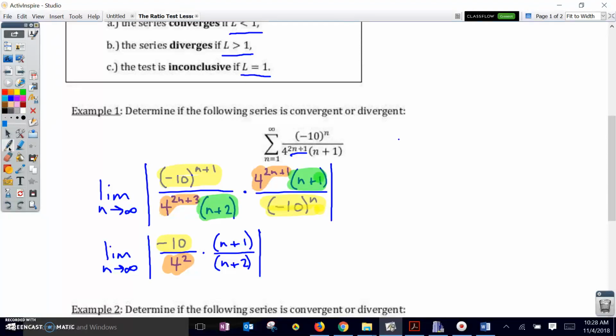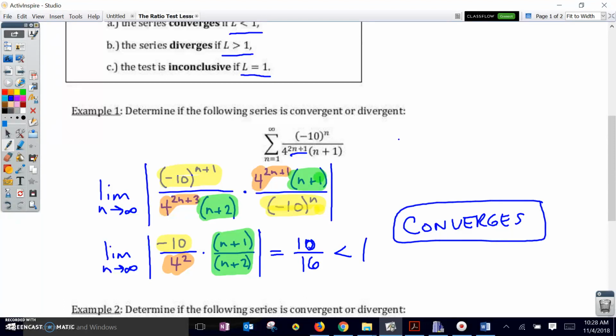Now, if I take the limit of this as n goes to infinity, the n plus 1 over n plus 2, the limit of that as n goes to infinity is just 1. And so the limit value here is 10 over 16. 10 over 16 is less than 1. Therefore, this series converges.